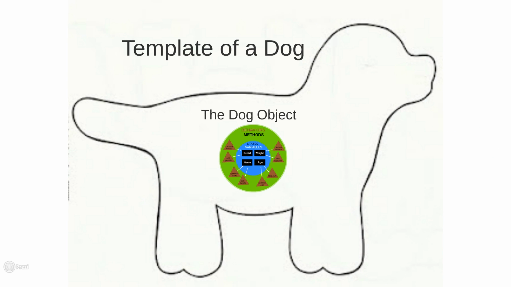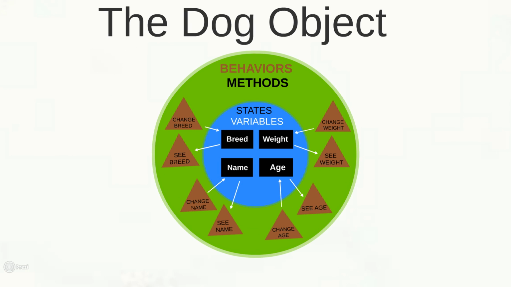Now let's look at our template of a dog, which will be our dog object. So we already said it's going to have methods and variables, so let's keep it simple and have 4 variables for the properties or states of this dog. So we'll have the dog breed, the dog weight, the name, and the age of the dog.